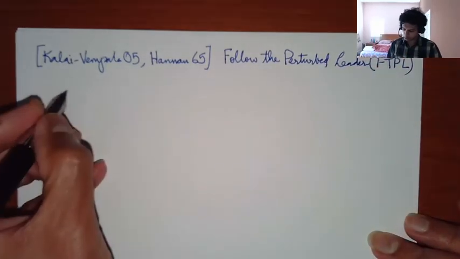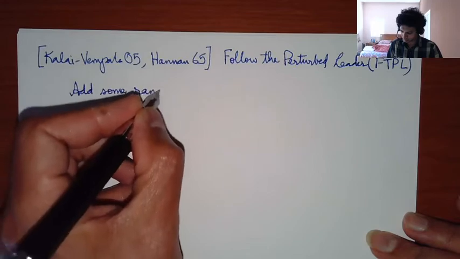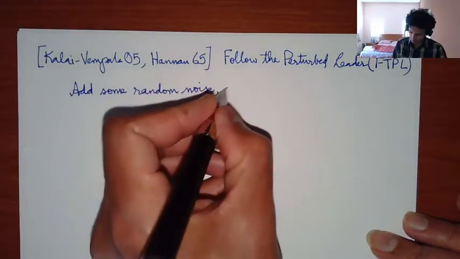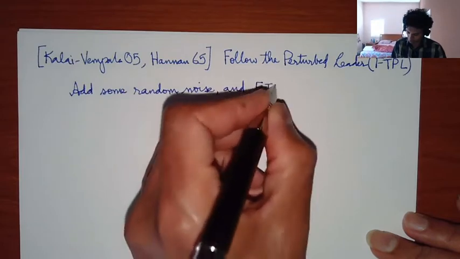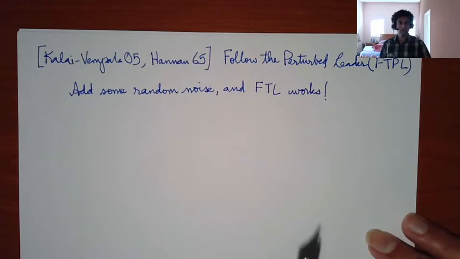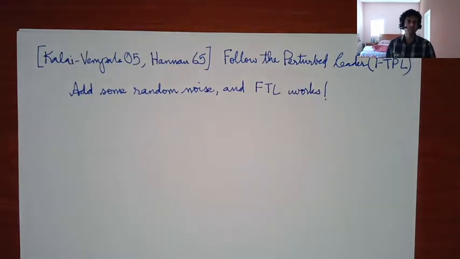FTPL. What they basically said was just add some random noise, and FTL works. So this is a remarkable idea. It just says add a perturbation and then just run FTL as is. And I'll tell you exactly how we'll do the perturbation.